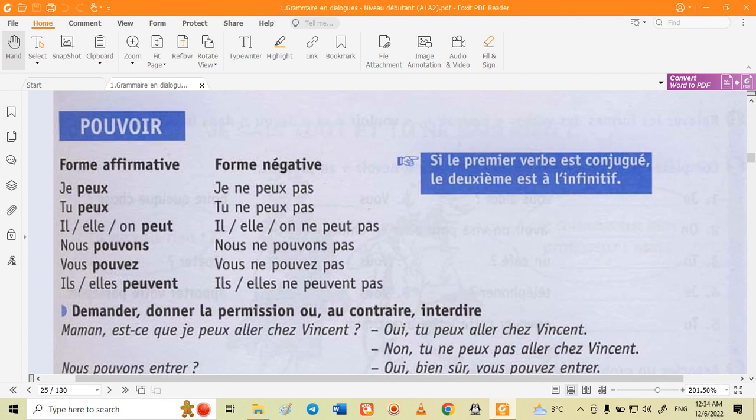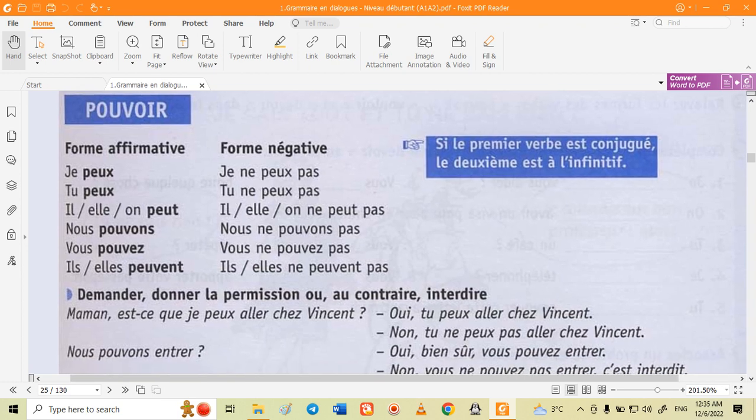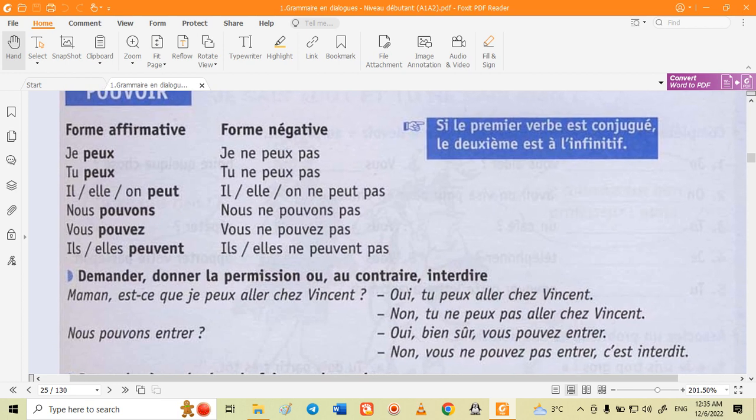Pouvoir. It is a really important verb in French language because it is an auxiliary. You can use it as an auxiliary verb. Pouvoir means can. Exactly, this is can in French language, and you can also say to be able. This is the affirmative form. This is the negative form. You have already seen them in the previous lessons.